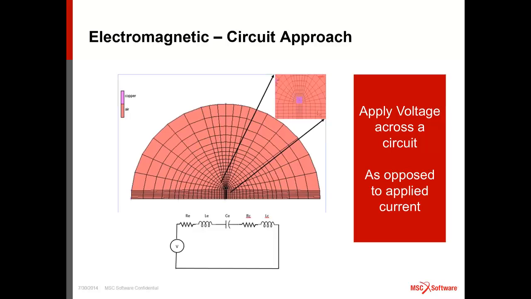Finally, moving on to electromagnetics, we've introduced what's known as a circuit approach. Previously in Marc, when you had an electromagnetic problem, you had to apply a current. And that's really not what's going on in the real world. We know that because we look at an electrical outlet on the wall, and it says 120 volts, at least it does in the US, 220 in most of the rest of the world. And then, of course, we have circuit breakers that say 15 amps, but that just means the maximum number of amps. So now you can apply that voltage across the system.